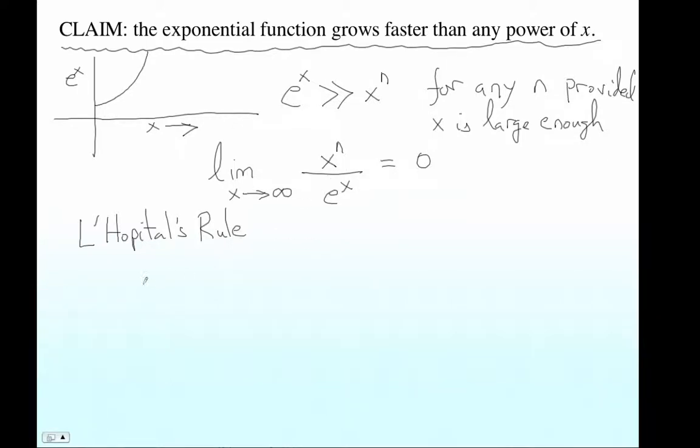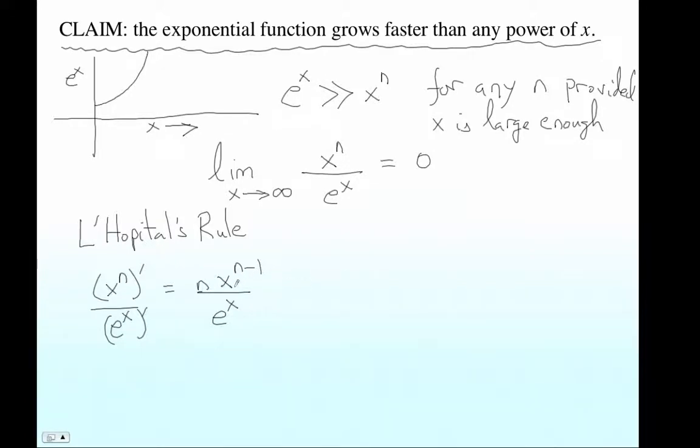So let's take the derivative of x to the n. That differentiated once will give us n times x to the n minus 1. If I take the derivative of the denominator, e to the x, that gives me e to the x. In other words, the derivative of this is e to the x. Why? Well, that's the definition of the exponential.